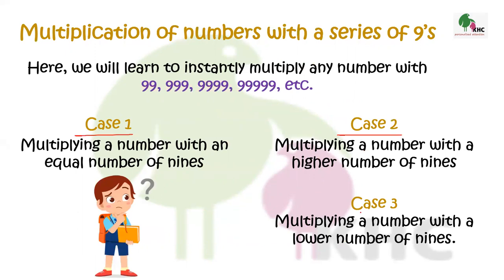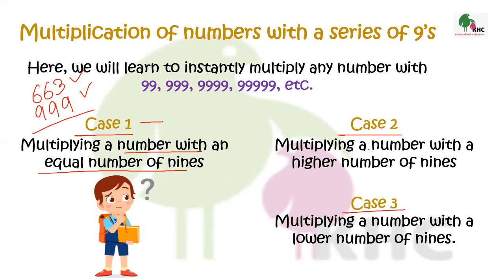The case one would be multiplying a number with equal number of nines. For example, if you multiply 663 by 999, here the number of digits in both the numbers is 3, right? So that is case one, multiplying a number with an equal number of nines.